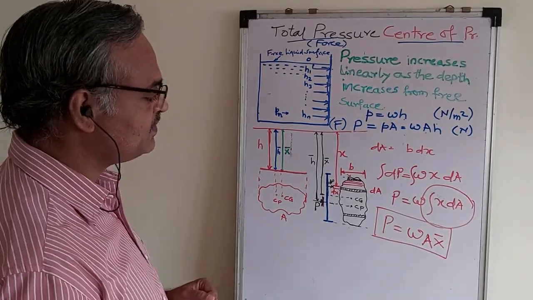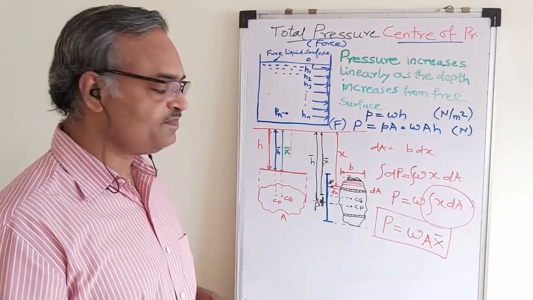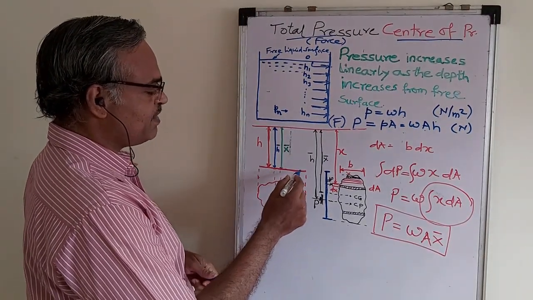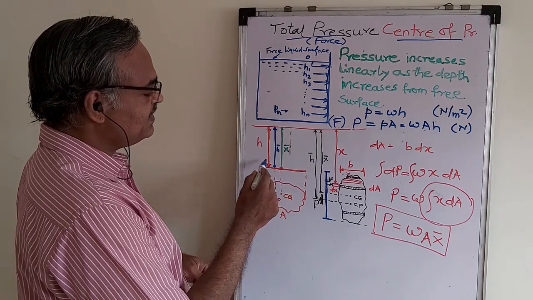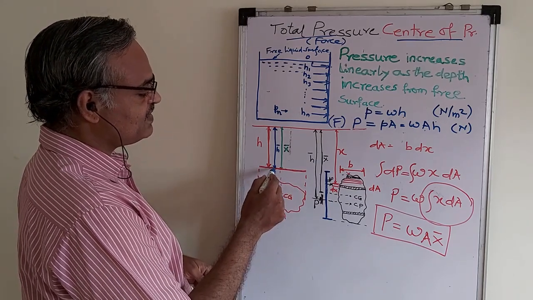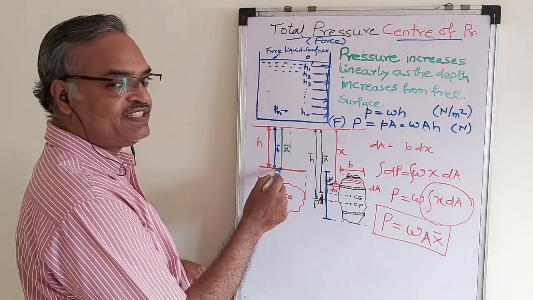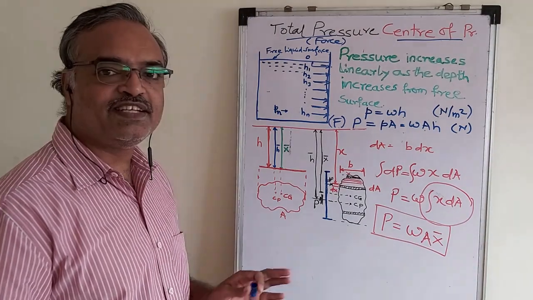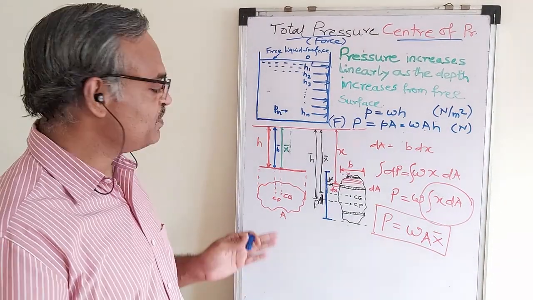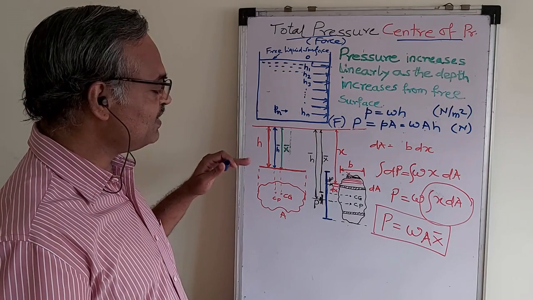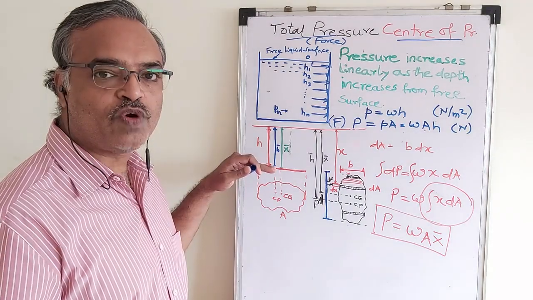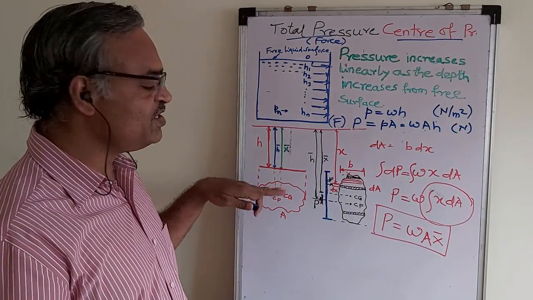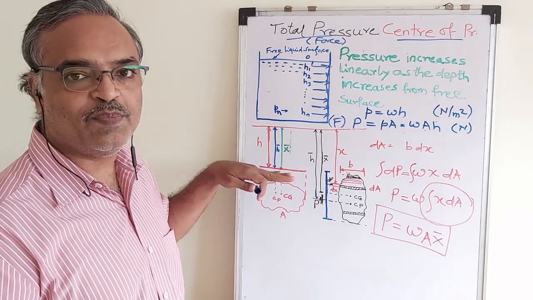Now let us come to center of pressure. Here in case of horizontally immersed surface, we have seen that the distance of CP is same as distance of CG, which is same as the general height. That's why in this case there is no big issue as such, because the line through which this total pressure is going to act passes through the center also. So here CP and CG coincide, they are in the same line.